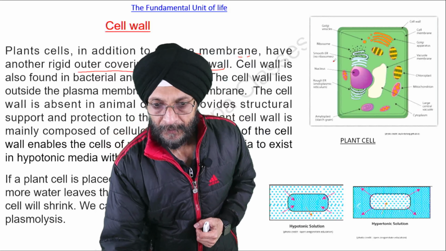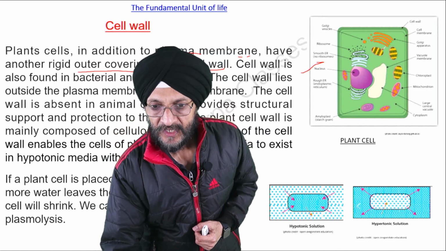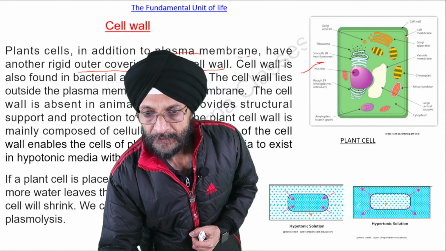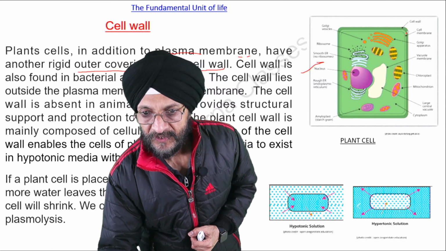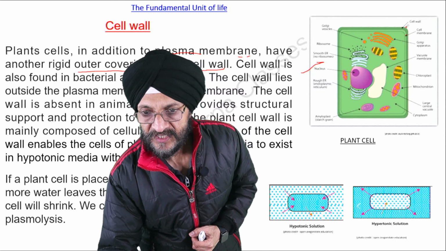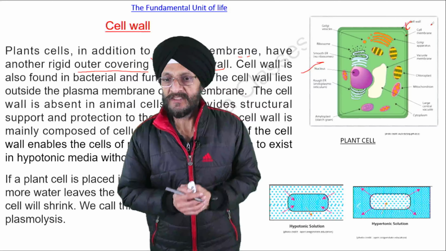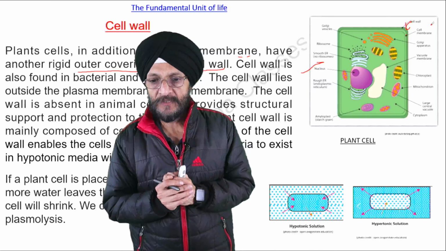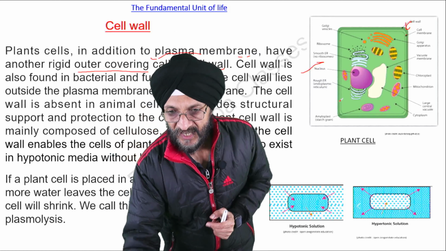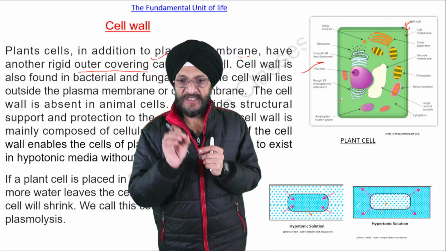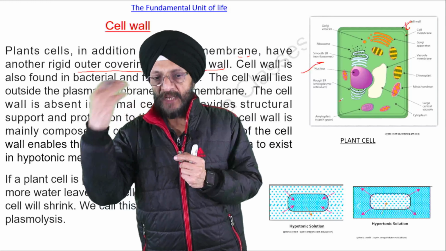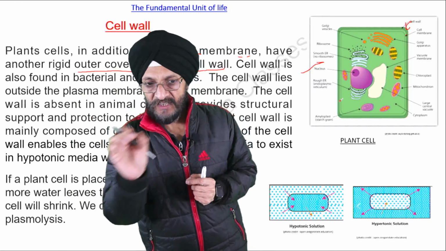This is a picture of a plant cell in which you can see that this is the plasma membrane or cell membrane, which is inside, and this is the outer covering. This is known as cell wall. So you can see from this picture that this plant cell has two coverings. One is plasma membrane, and the outer covering to the plasma membrane is known as cell wall.